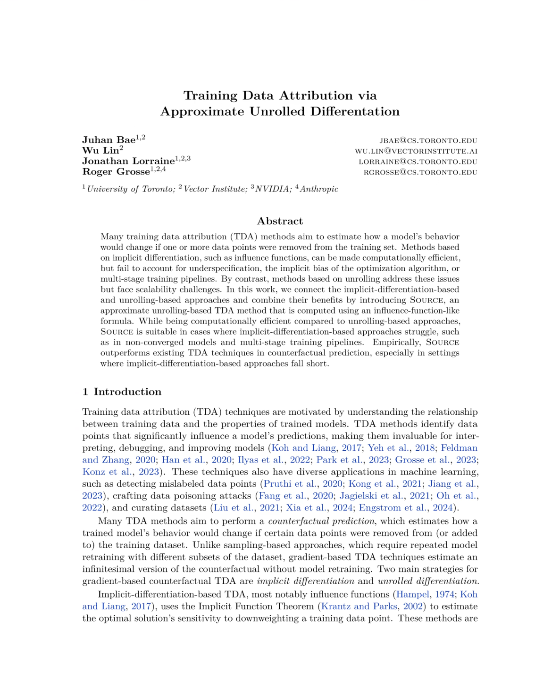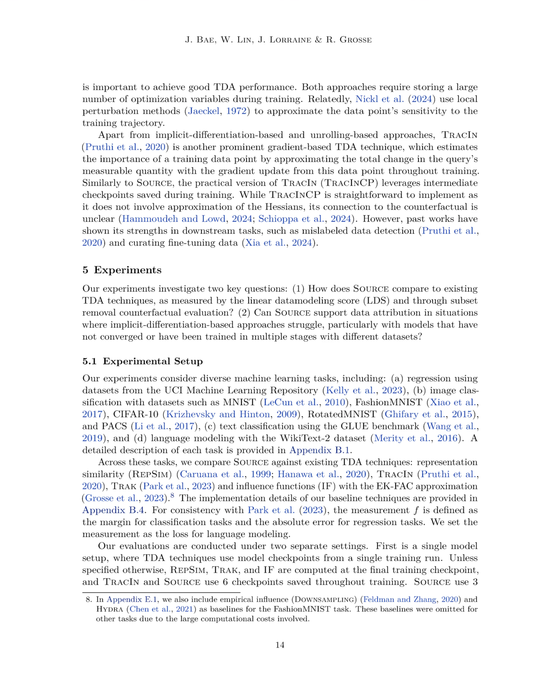The experiments covered diverse machine learning tasks such as regression, image classification, text classification, and language modeling. The performance of SOURCE is compared against baseline methods like representation similarity, RepSim, TracIn, TRAK, and influence functions, IF, with the EK-FAC approximation. The evaluations are conducted under two settings: a single model setup and using checkpoints from multiple models.